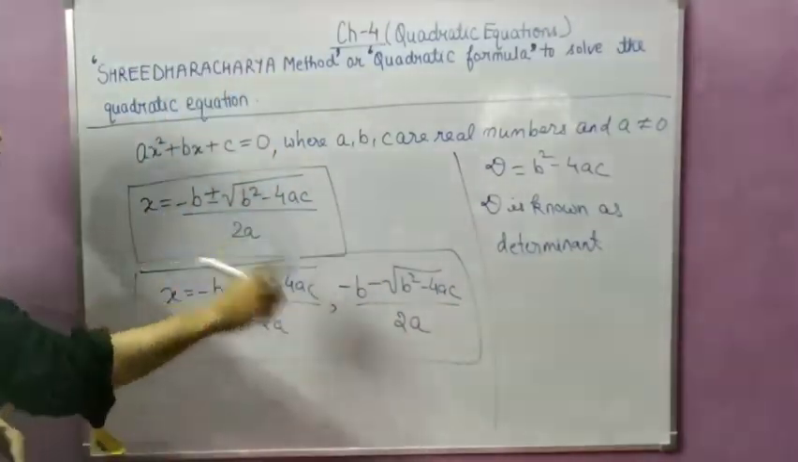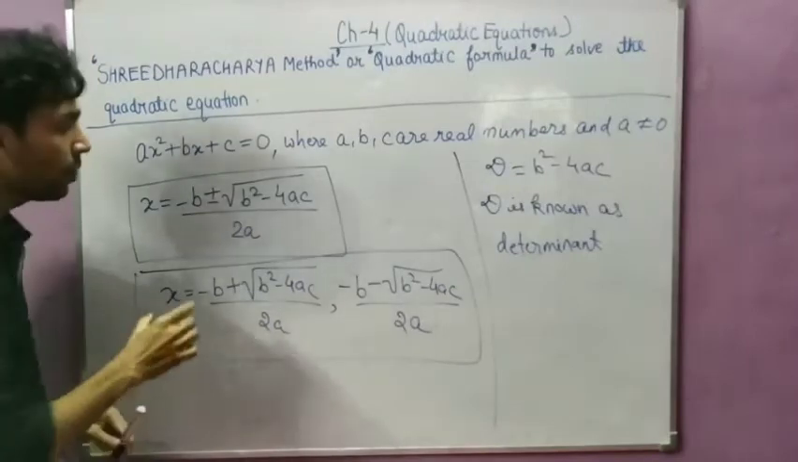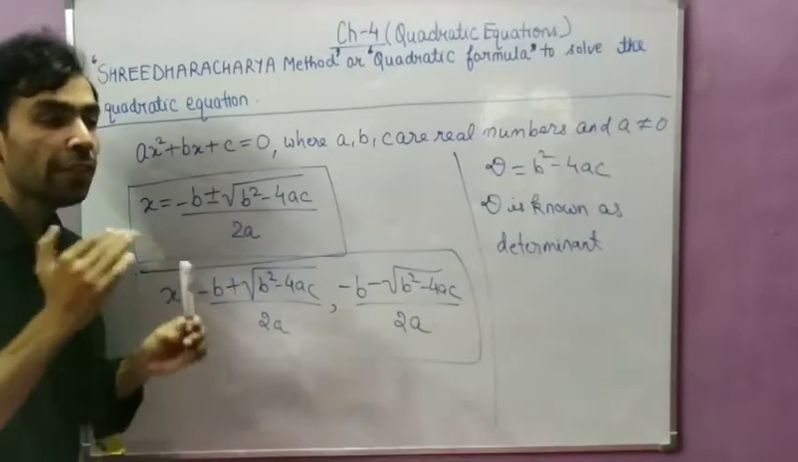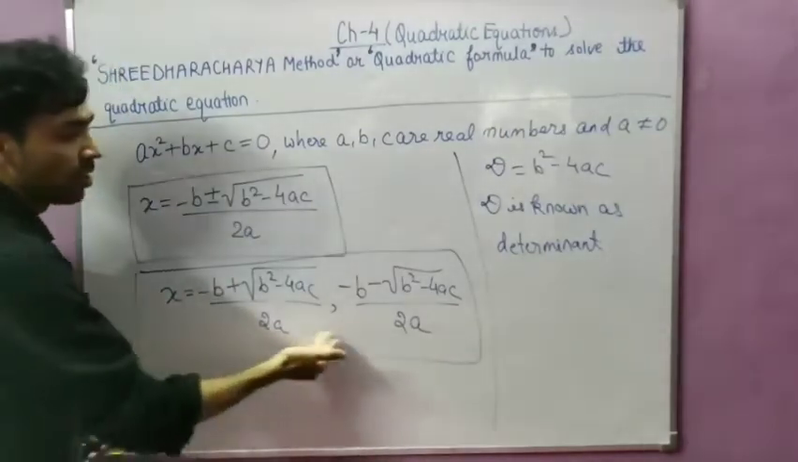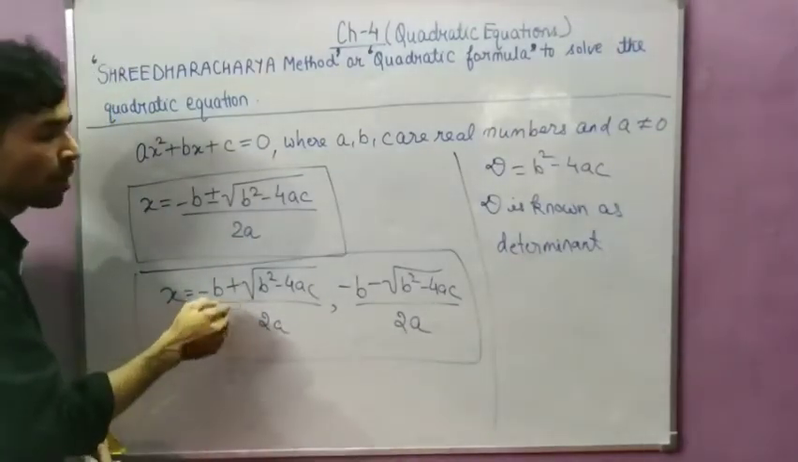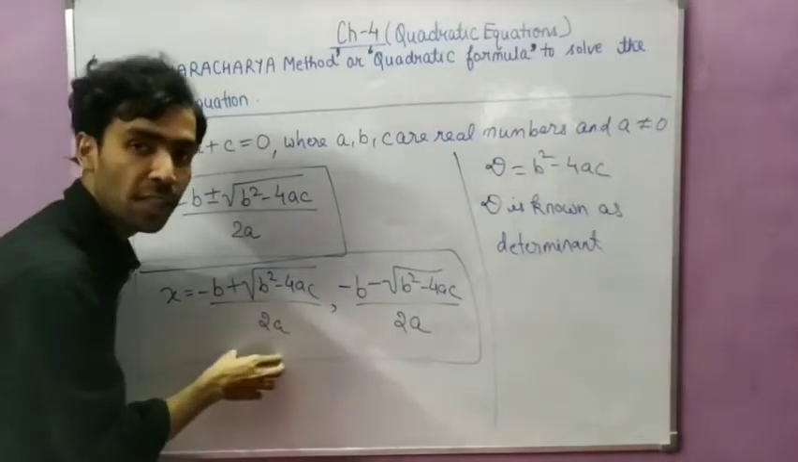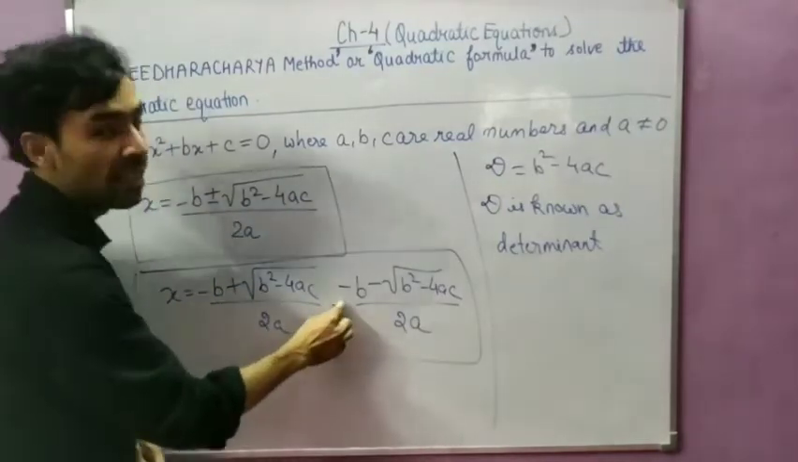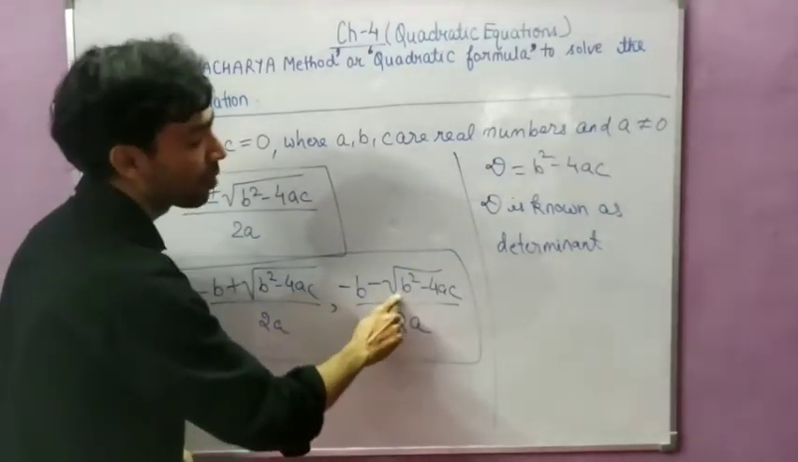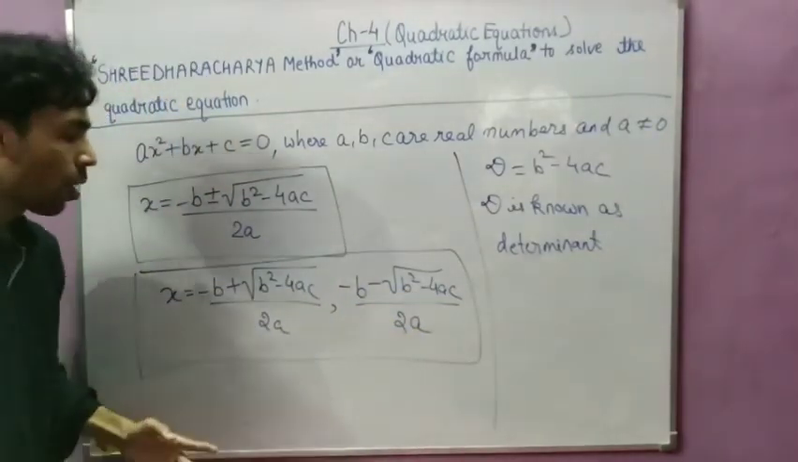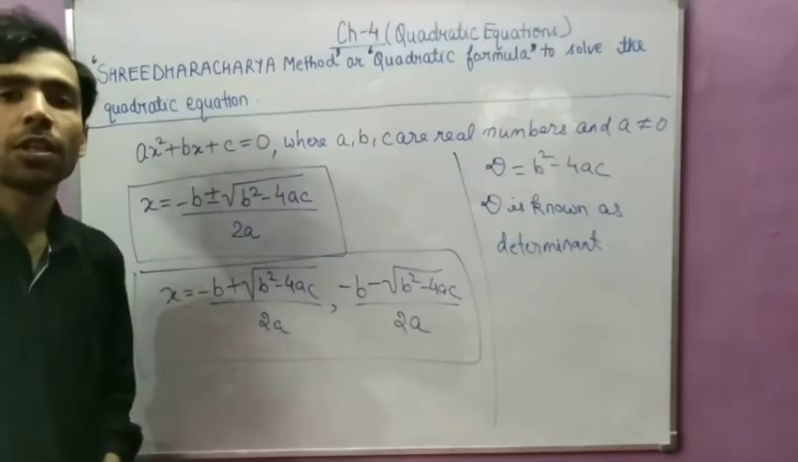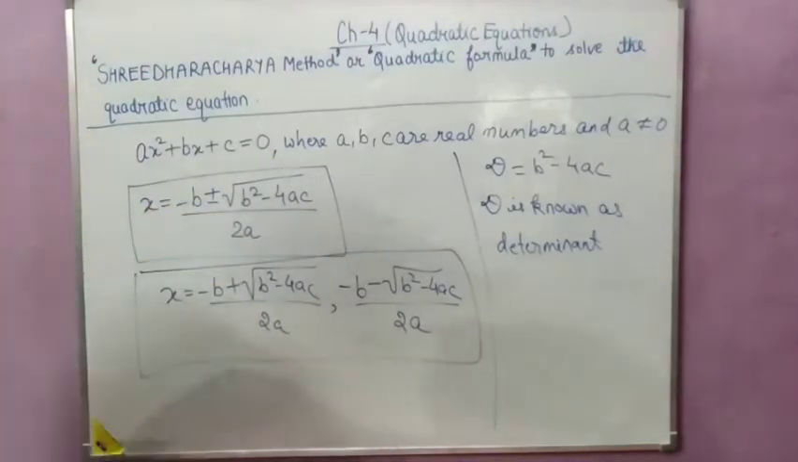So first you note down this formula. Together you will use that, and if you have to tell the individual value of x, then you can use it like this. First is minus b plus under root b square minus 4ac upon 2a. Second is minus b minus under root b square minus 4ac upon 2a. So these are the values of the roots of the quadratic equation. So please note down this.